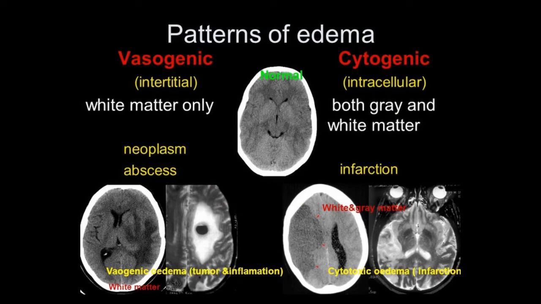There are different patterns of edema. Vasogenic, that is interstitial, or cytotoxic, that is intracellular. In interstitial, only white matter edema will be there, but in cytotoxic, intracellular, both gray and white matter edema will be there. Vasogenic: neoplasm, abscess.